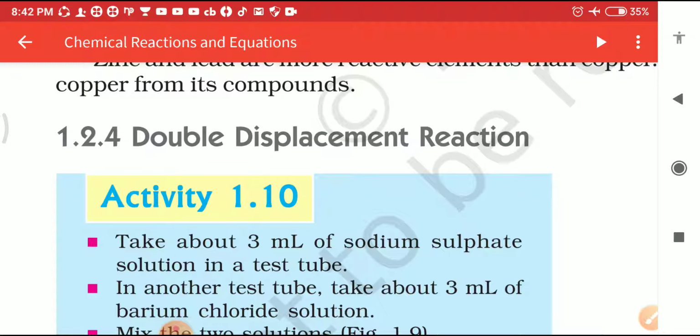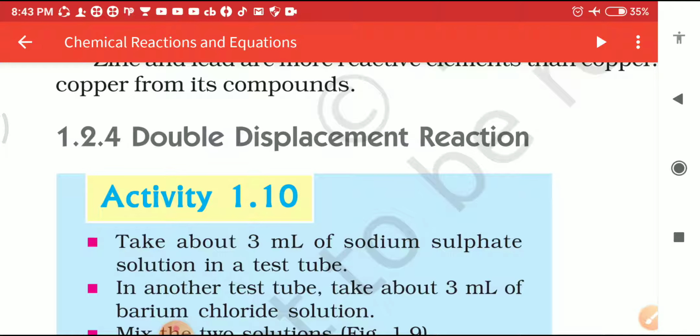Now in this video today I will discuss the double displacement reaction. In the previous videos I have already discussed displacement reactions, combination reactions and decomposition reactions. Now let's see what this topic says. You can understand this topic, double displacement reaction, with the help of Activity 1.10. But before starting Activity 1.10, students, I want to give you the definition of a double displacement reaction.